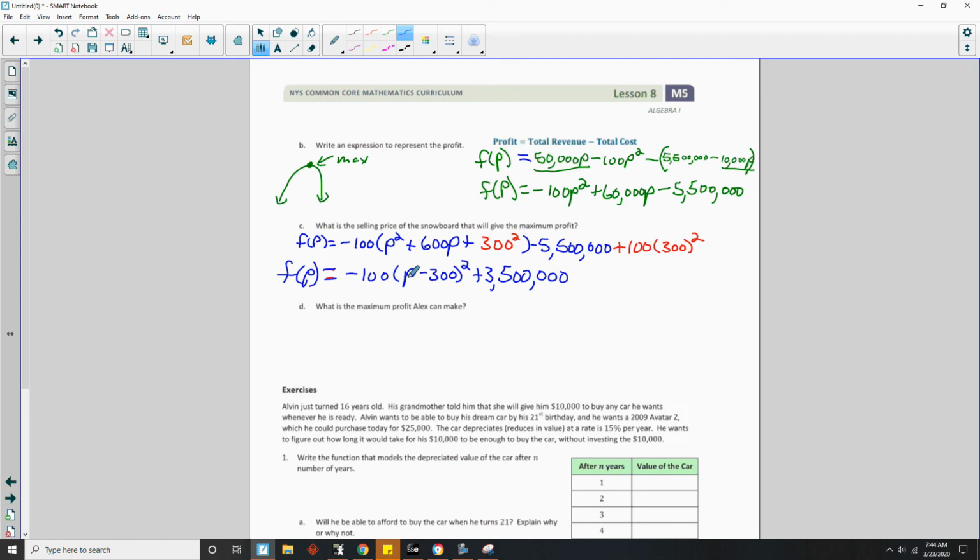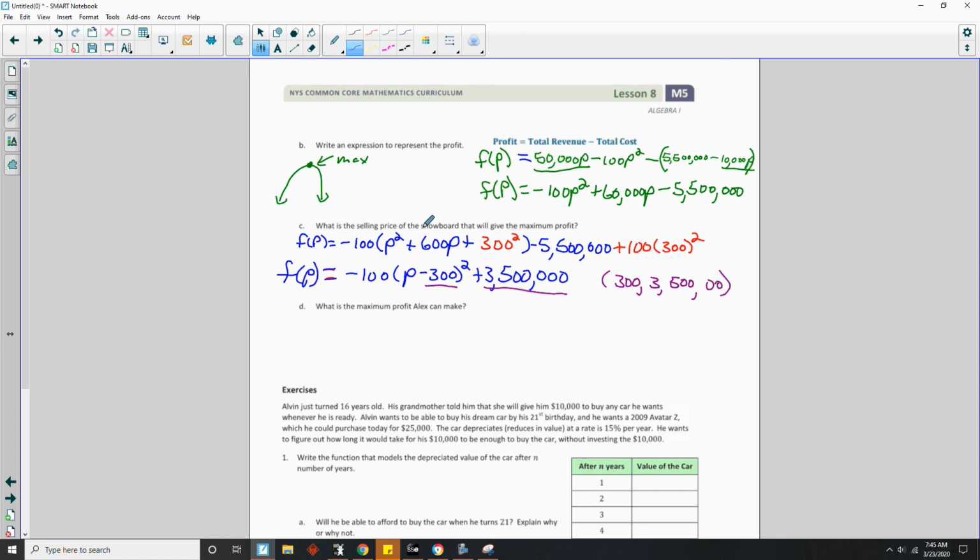Negative 100 times p minus 300 squared plus 3,500,000. Okay, well, if you remember why we complete the square, this term here is my x, this term here is my y. So that'd be x minus h squared plus k. So the point would be 300, comma 3,500,000.